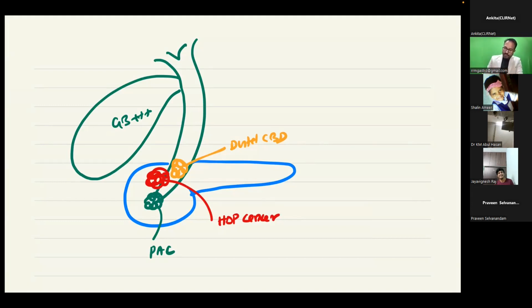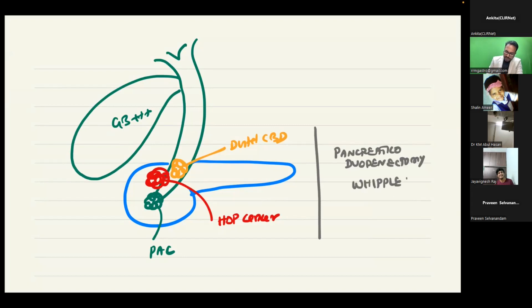So what is the treatment for these 3 cancers? All the 3 cancers, the treatment is pancreatico-duodenectomy. The procedure name is known as Whipple's operation. Please remember Whipple's operation. So you will be asked about Whipple's operation. What is Whipple's operation? What are the structures removed? What are the complications of this operation? Where will you do? First question I have answered.